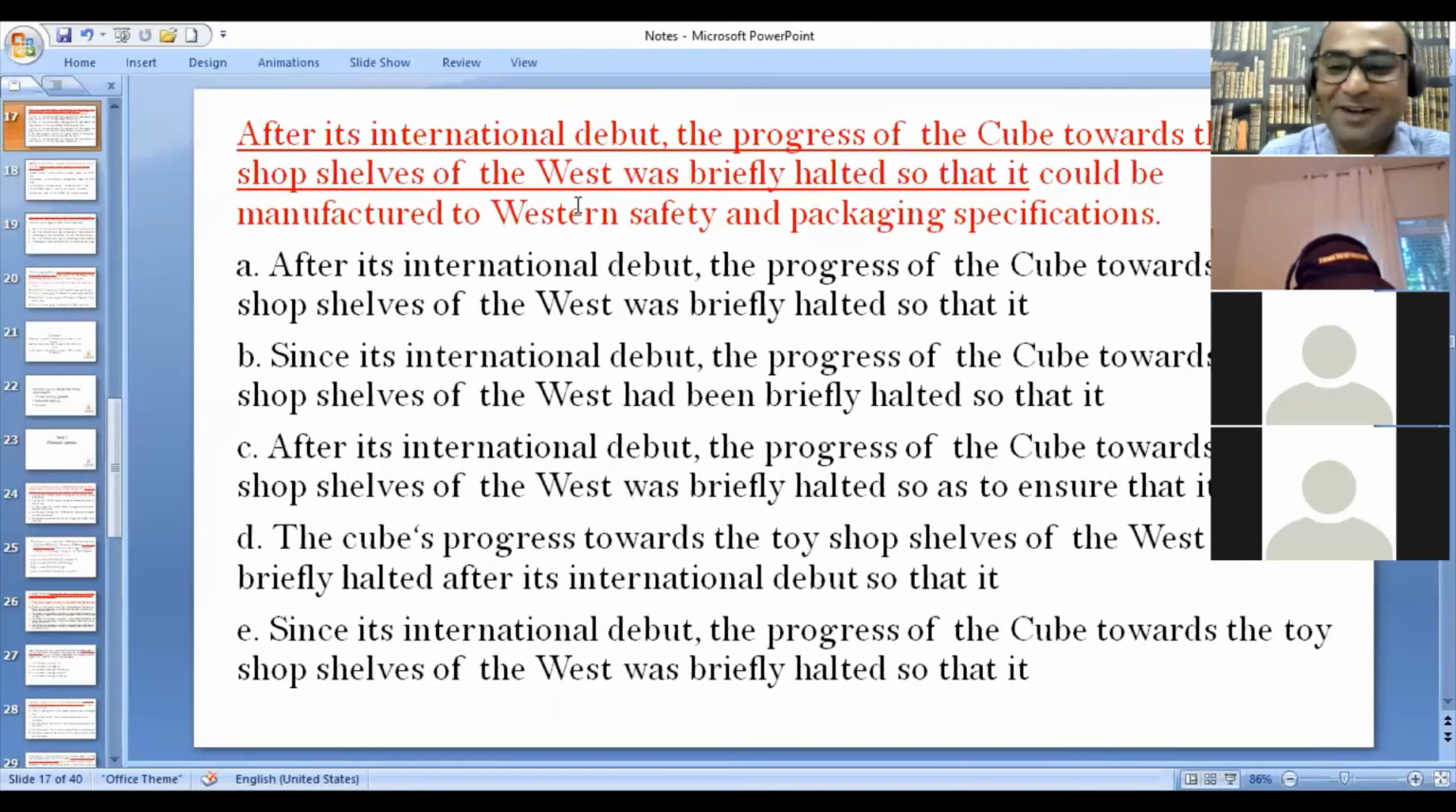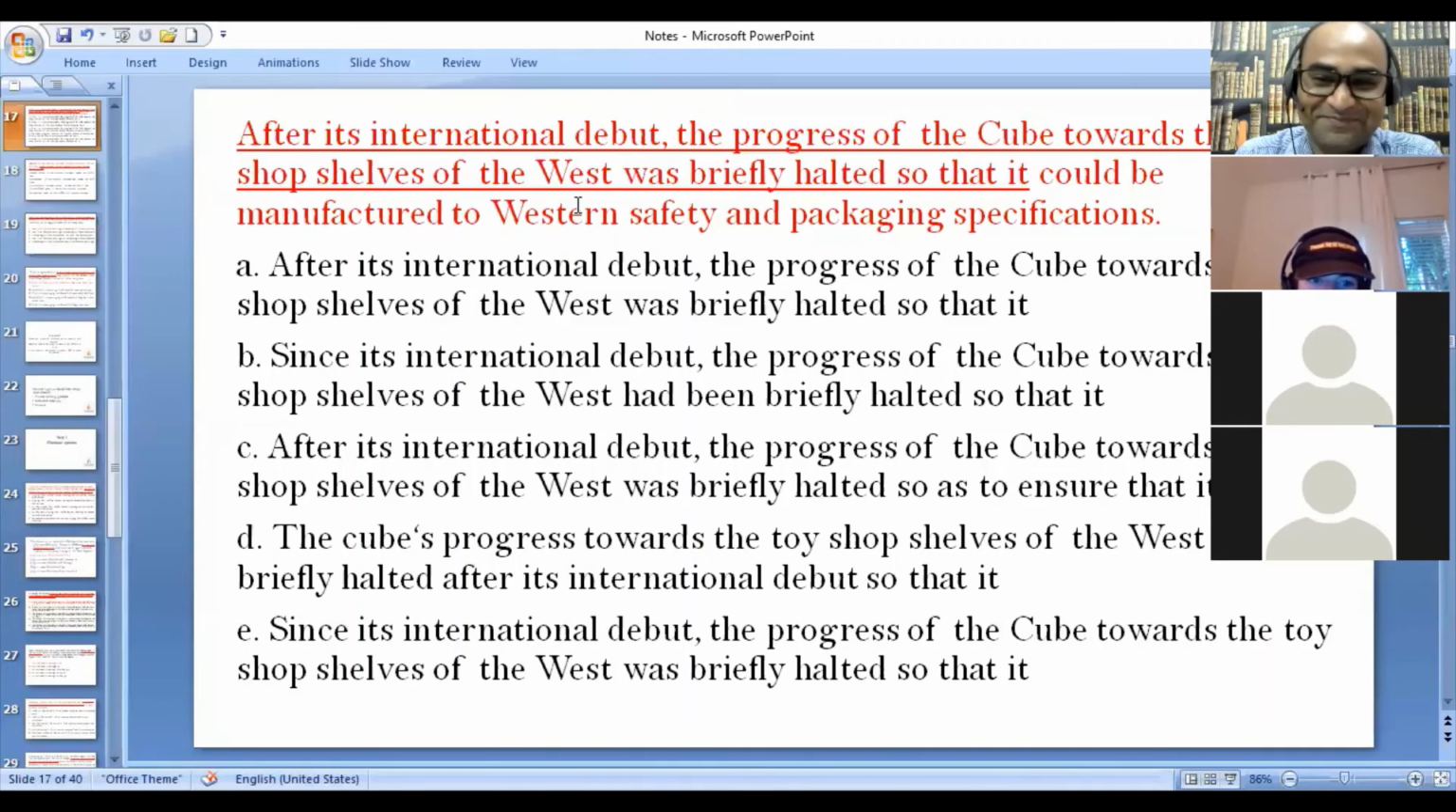Okay. So, Andrew, children, check after its international debut. Do you want the debut of progress or the debut of the cube product? What do you want? Sir, could you repeat what you were saying? The cube, that is the product. Yeah, right? So A, B, C, E are out.